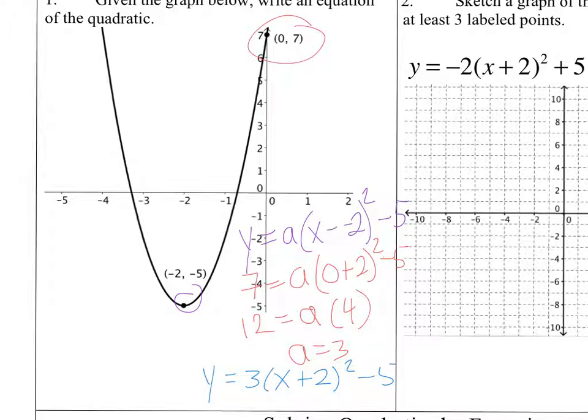I've been seeing quite a few people drop the squared. That doesn't make this a quadratic anymore. That would be a linear equation. And I've been seeing a number of people trying to do a slope here. That does not work. You cannot do that. You have to solve for a in this manner.